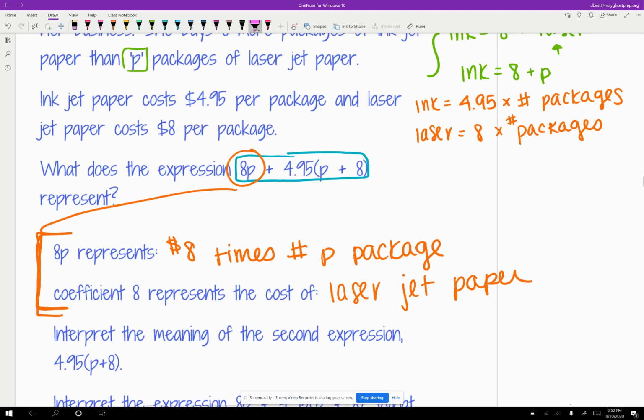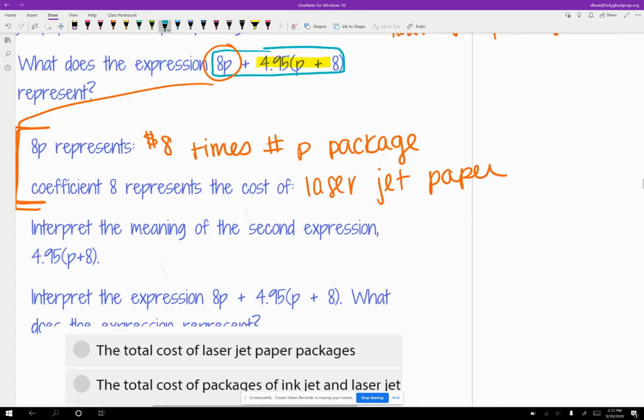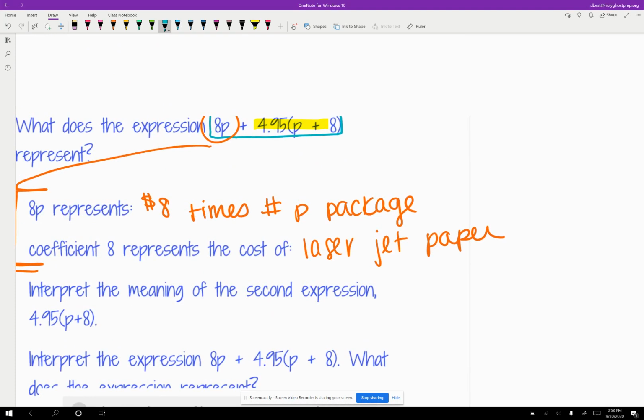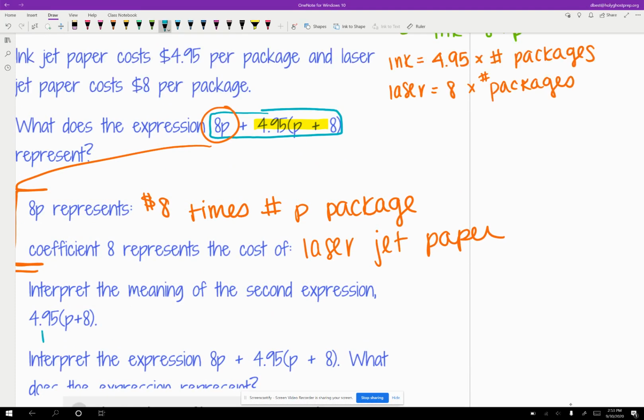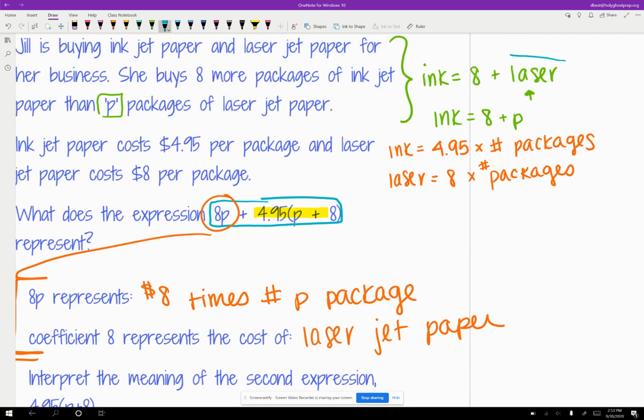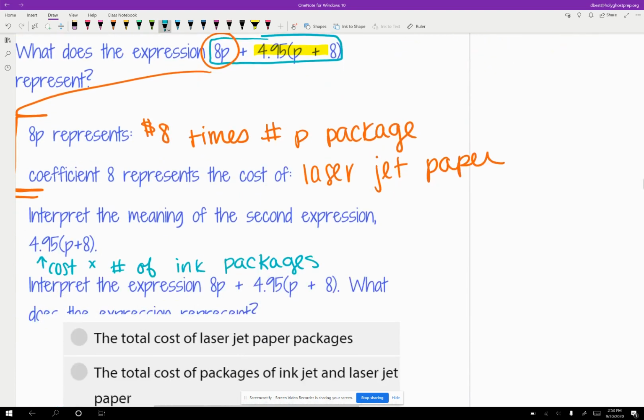Then we move on and we have kind of a bigger piece of our expression, that 4.95 times (P plus 8). Remember, parentheses represents multiplication. So this whole thing is my cost times the number of ink packages. And the reason that it's P plus 8 comes from up here, where they told us it's 8 more than the laser packages. So 8 plus P.